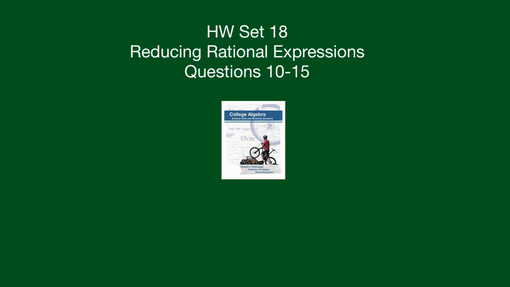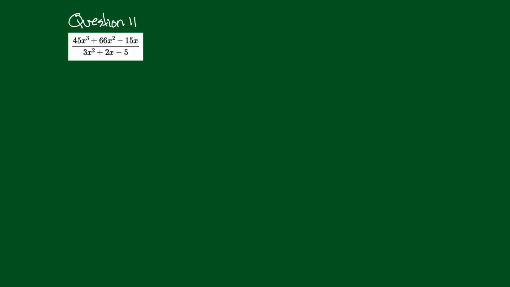This is homework set 18. We're still reducing rational expressions. Okay, you can see these problems are getting a little bit bigger now. What do you notice in the numerator?